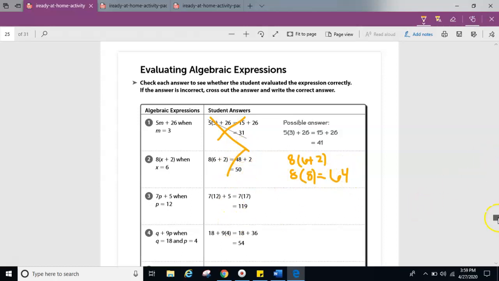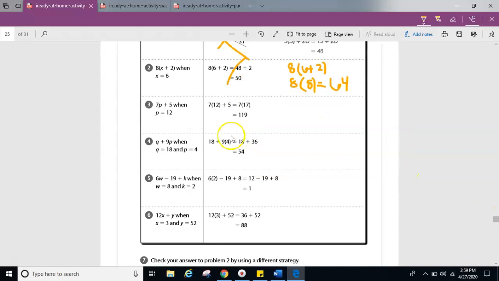So you are going to do the same thing for the next problems. You are going to plug in the number that represents the variable, and then chug it, which means to solve it. It's just an easy way to remember what to do. If there are 2, you're going to put them in for the right letter. So make sure you put in 18 for Q and 4 for P. Same thing down here. Put in 8 for W and 2 for K. You can already see right here they put in the 2 for the W and then the 8 for the K. So you really have to pay attention to what you're doing.